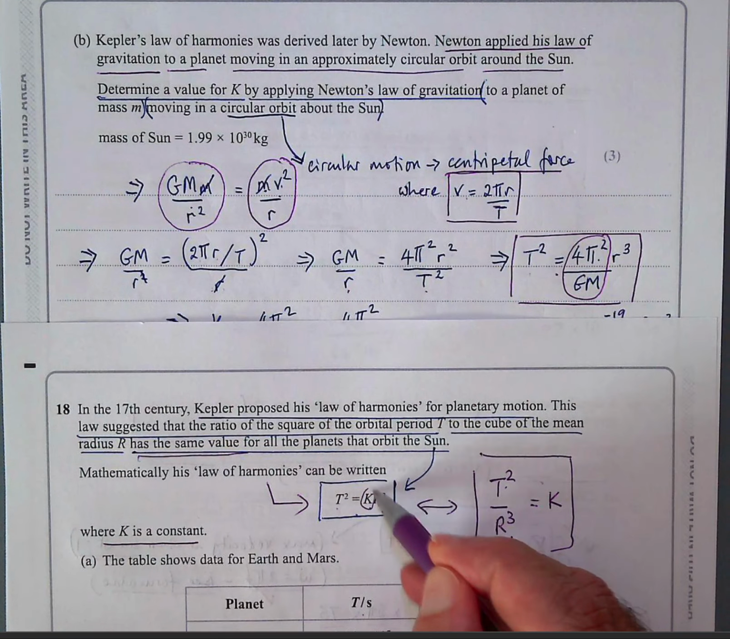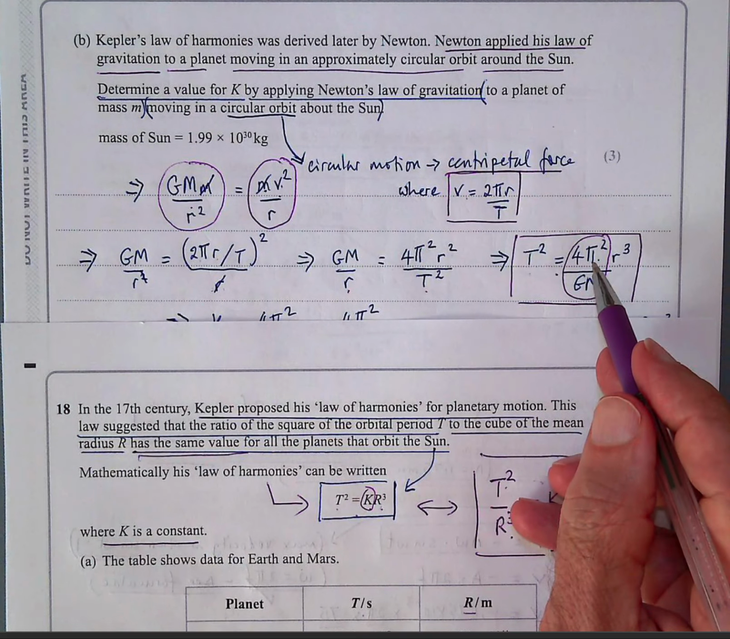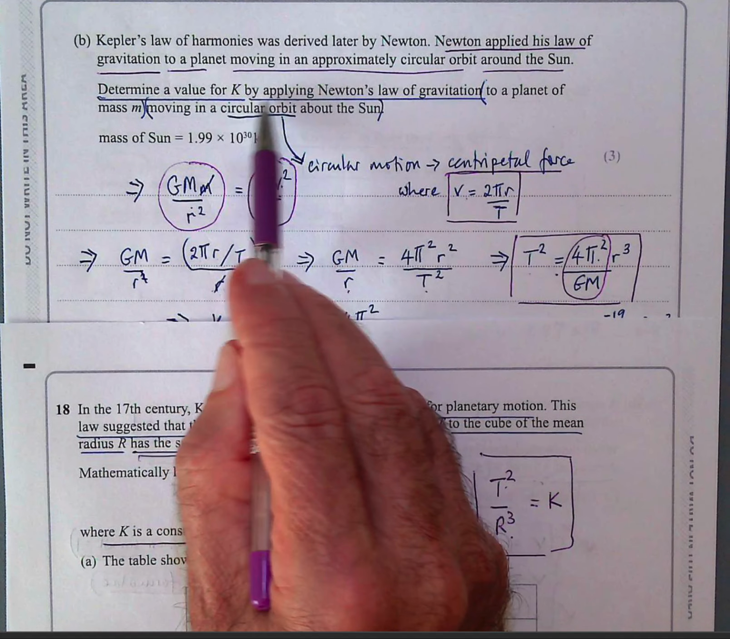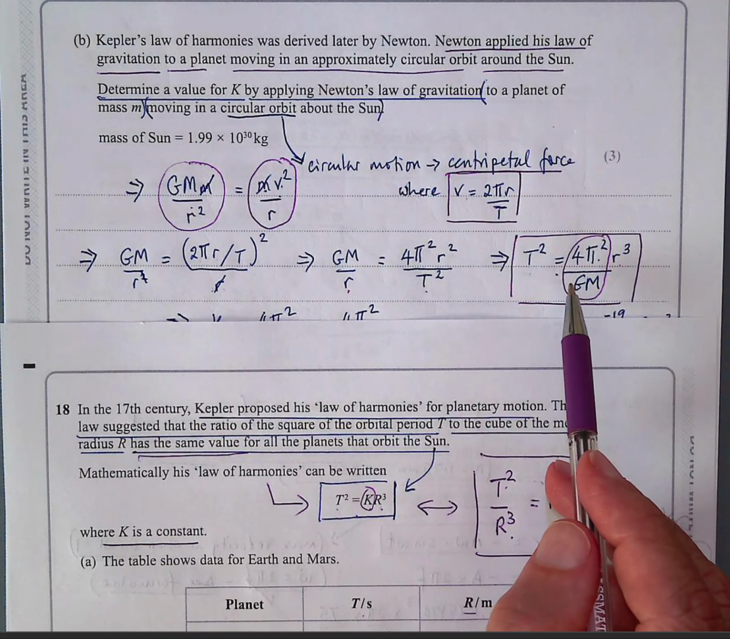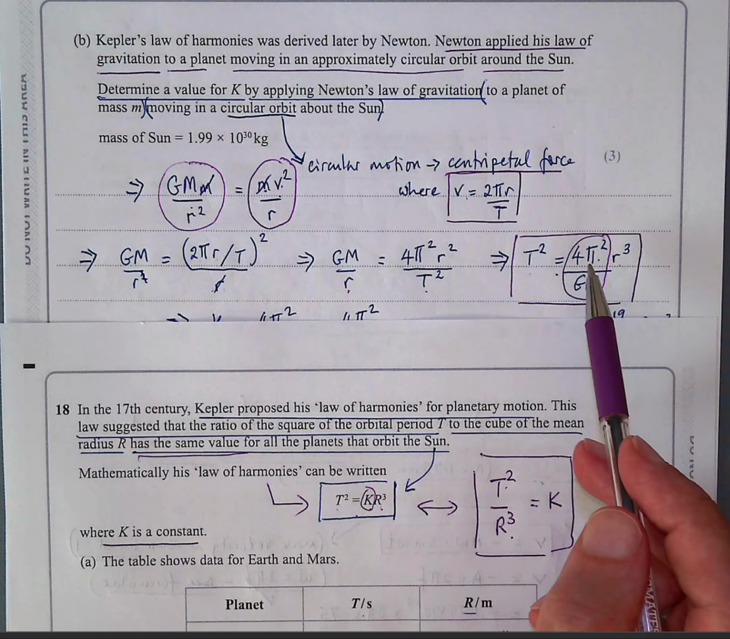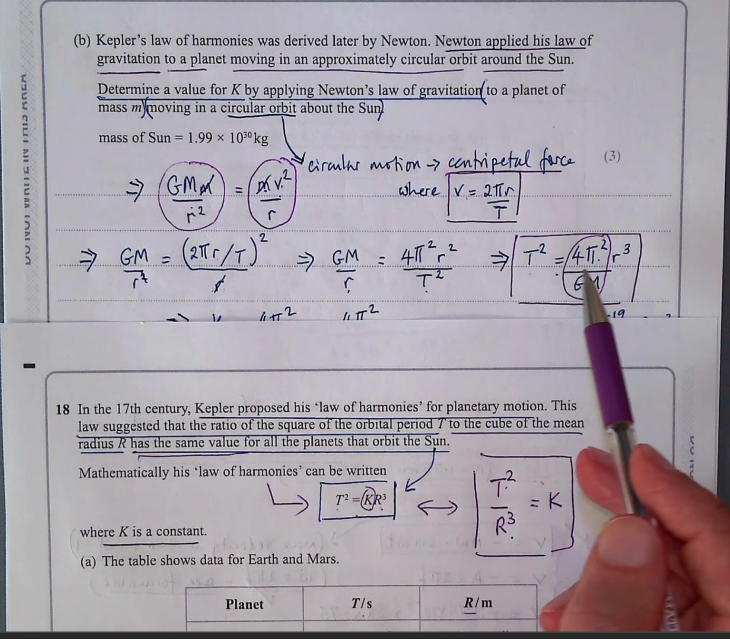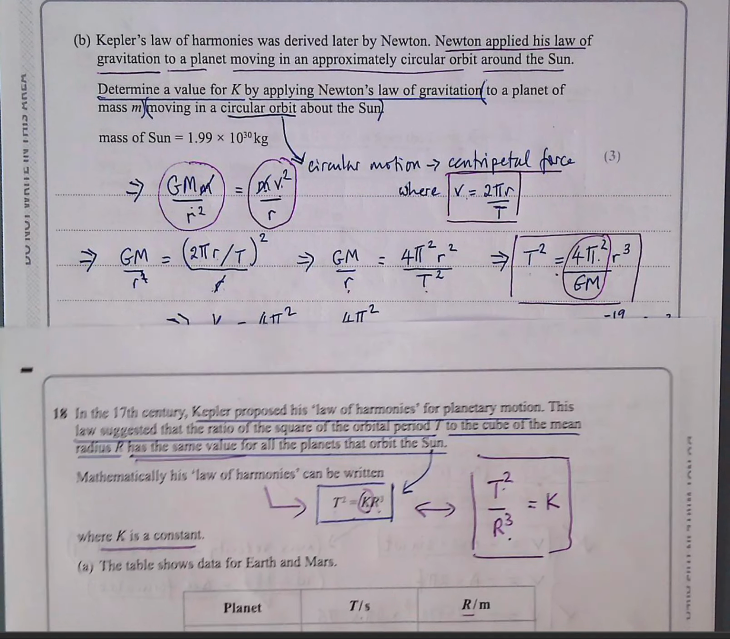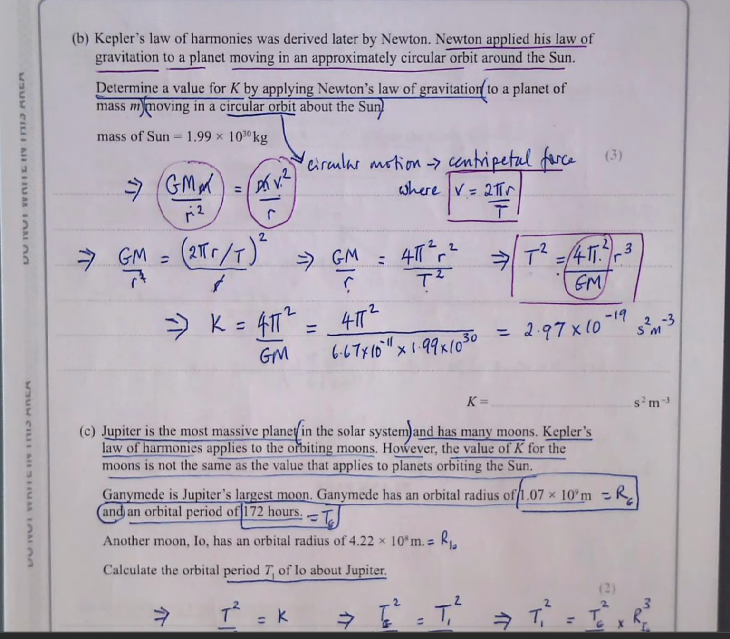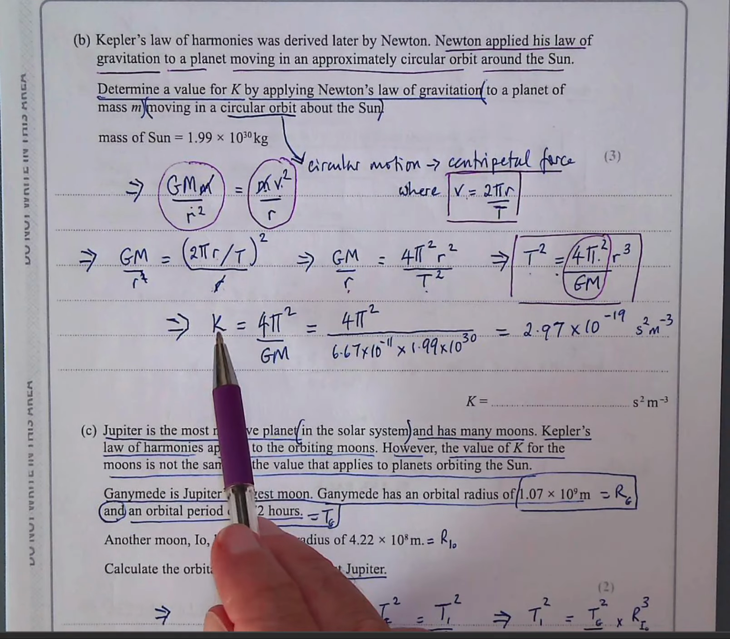That's the constant. Okay, so what have we done? Determine a value of k using Newton's law of gravitation and circular motion. So you're combining Newton's law of gravitation and circular motion to derive Kepler's laws and to come up with another way of working out k.